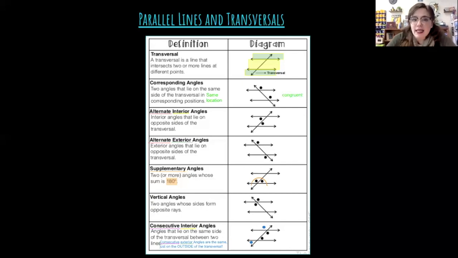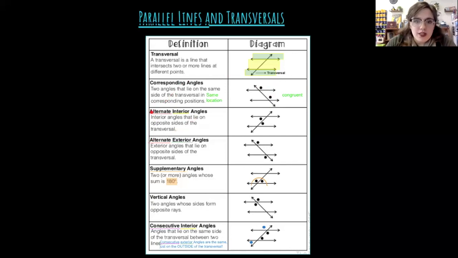So we would say that any corresponding angles are congruent. They are equal to each other. If this up here is 120 degrees, well, this down here is also going to be 120 degrees. There's not going to be any leeway in that. They're the same if those two lines are parallel, if and only if those two lines are parallel.